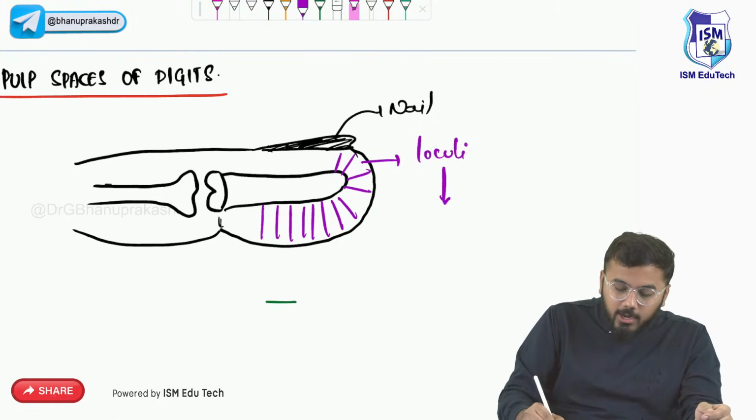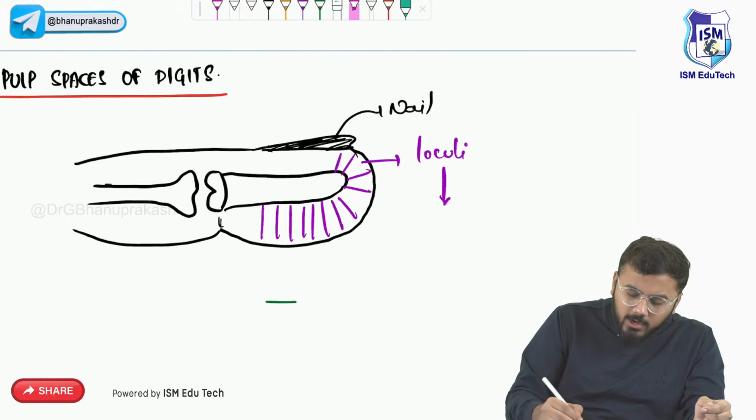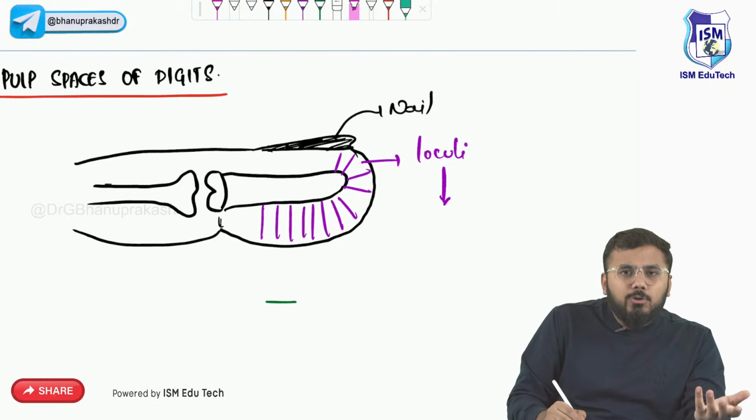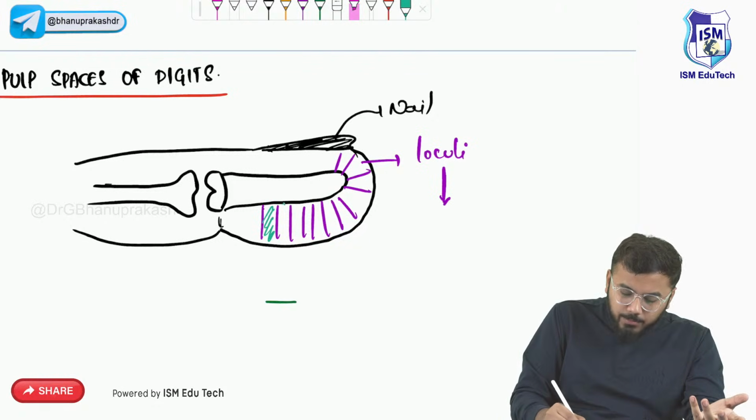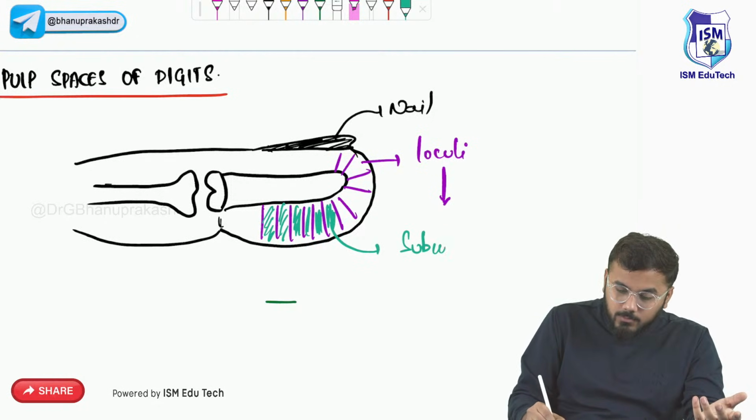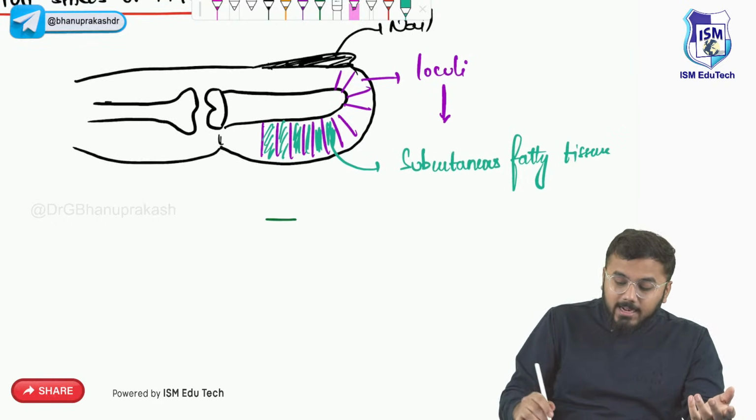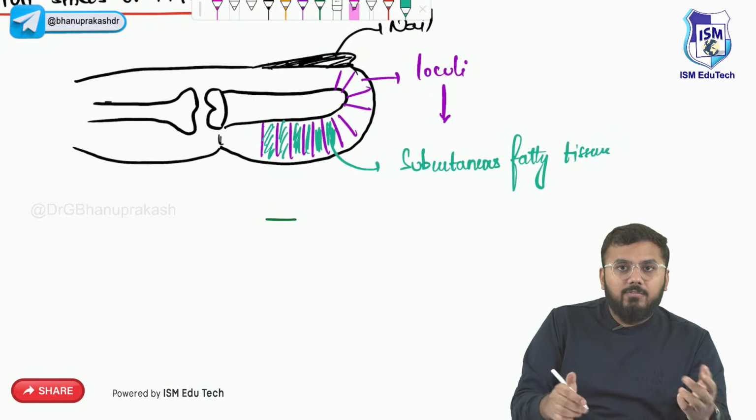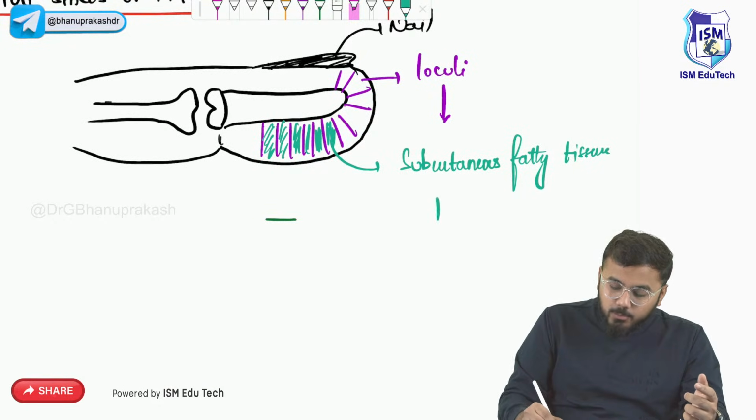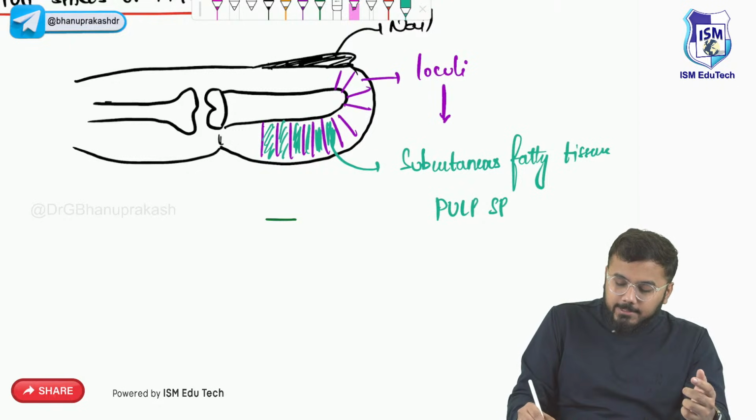and within these loculi, what do we have? Within these loculi, we just have subcutaneous fat. Between these loculi, we just have subcutaneous fatty tissue. Okay, and this space, whatever we find between the loculi, is called the pulp space.